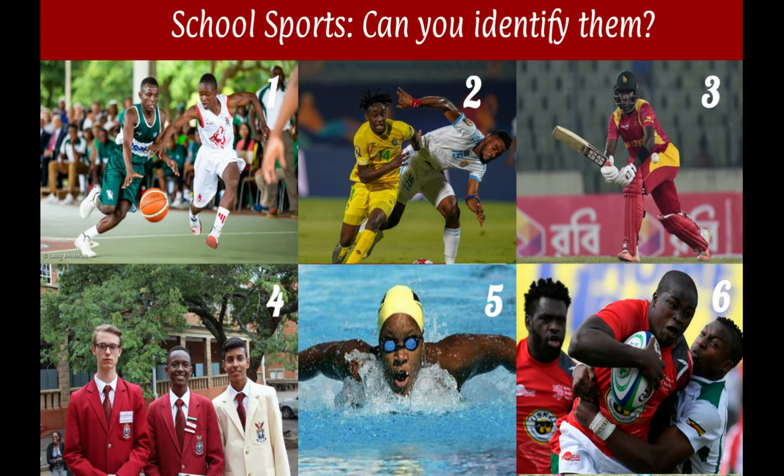Now, these are some of the sports that the students at the schools play. Can you try identifying each one of them from 1, 2, 3, 4, 5, and 6? You can pause the video for a second. What is number 1? As you can see, this is a basketball. So the sport is basketball. And if you guessed that, you were right.